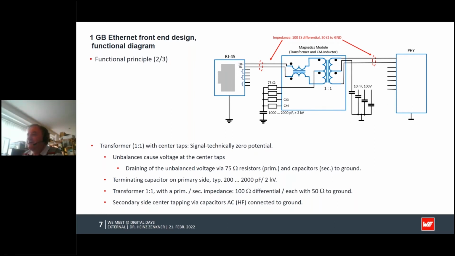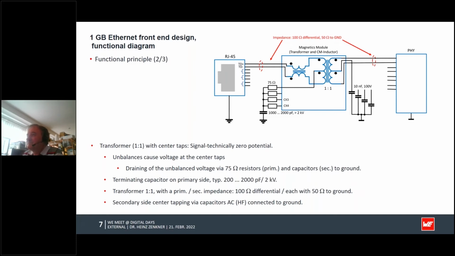There is something where the primary and secondary of the transformer are connected to the ground. On one side, let's say towards the cable, there is a thing called Bob Smith termination. We will come closer to this point. And the second part, the secondary part, which goes to the PHY, is where the center tap is connected with capacitors to the ground. You see already here there are different grounds. I will explain later why we have those different grounds.